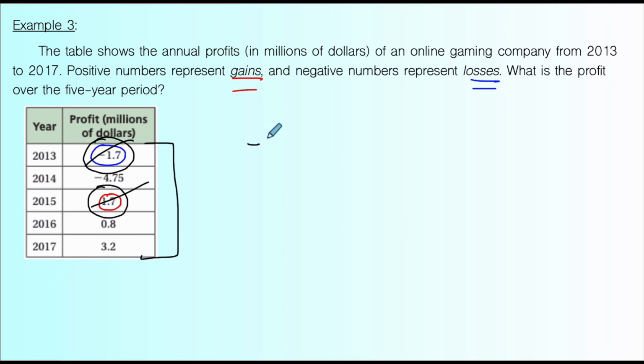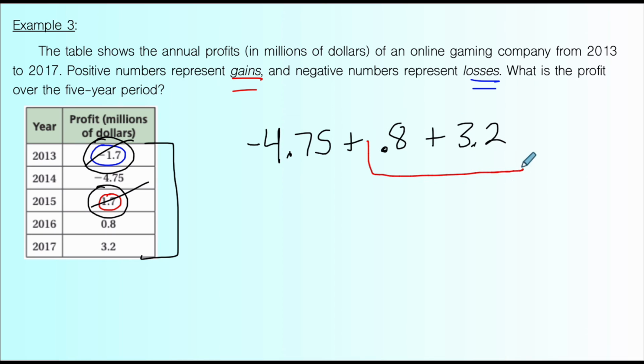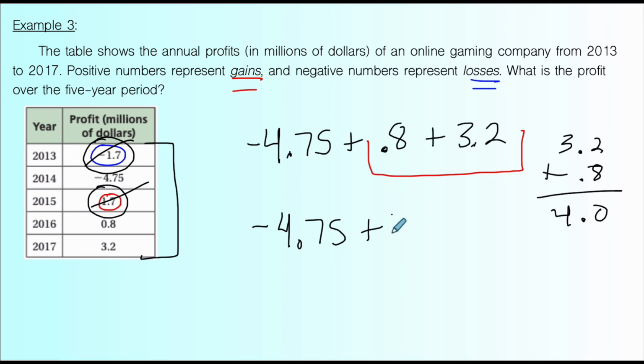So now it's just negative 4 and 75 hundredths plus 8 tenths plus 3 and 2 tenths. And I would actually add the 2 positives first and then add it to the negative. Hopefully you'll see why in a second. When you add these 2 things together, and I can show you on the side, you're going to get a total of 4. So now I've got negative 4.75 plus 4.